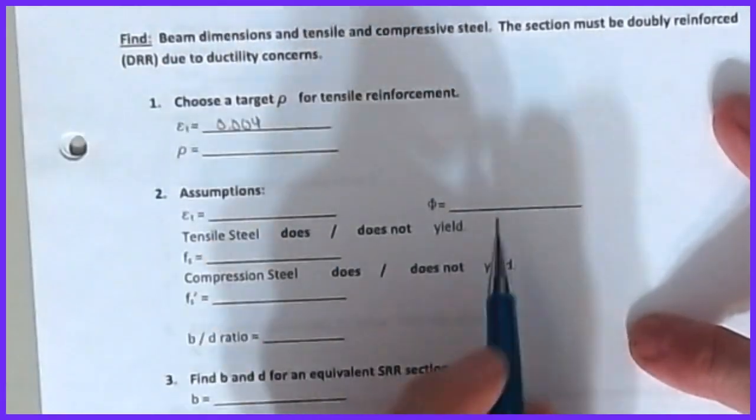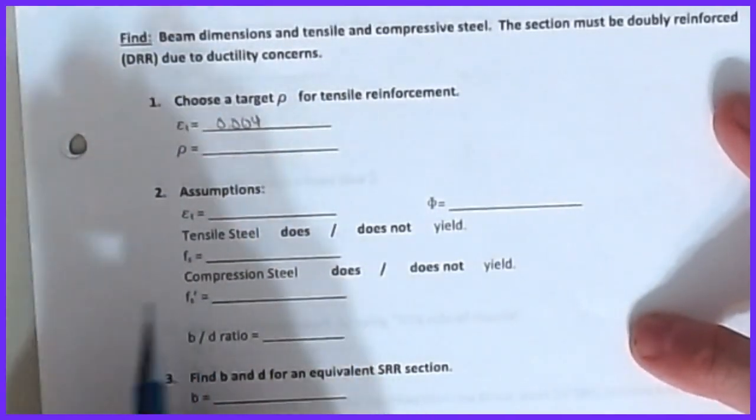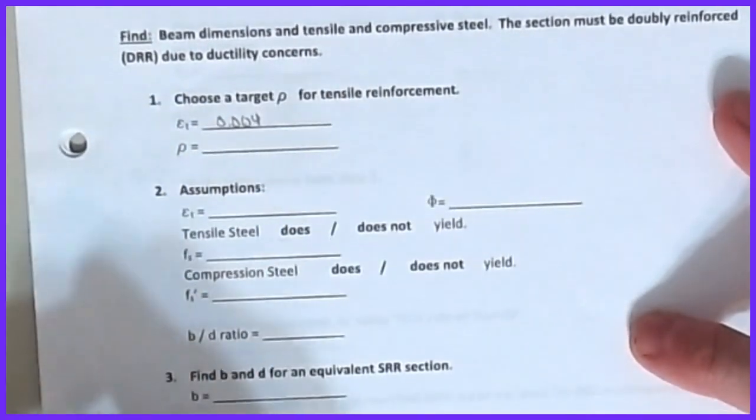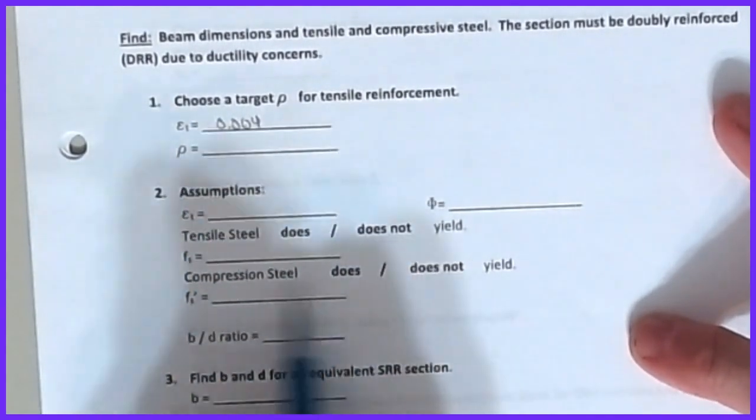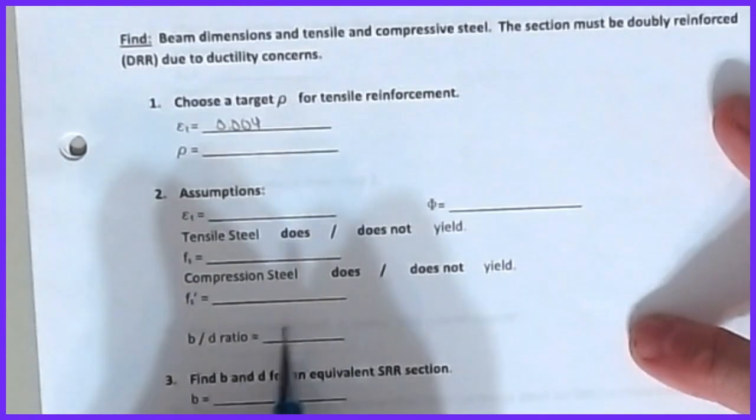Well, most definitely it does. Okay, so then what's our phi? 0.9 as a guess. Okay, and then if that's the case, what's our corresponding stress in the tensile steel? And then guessing about the compression side of things, what's it doing as well.